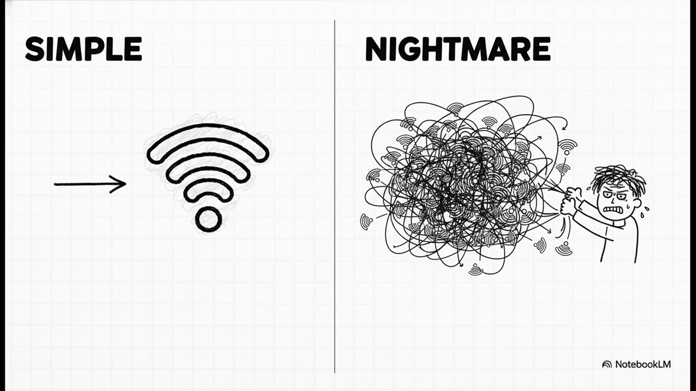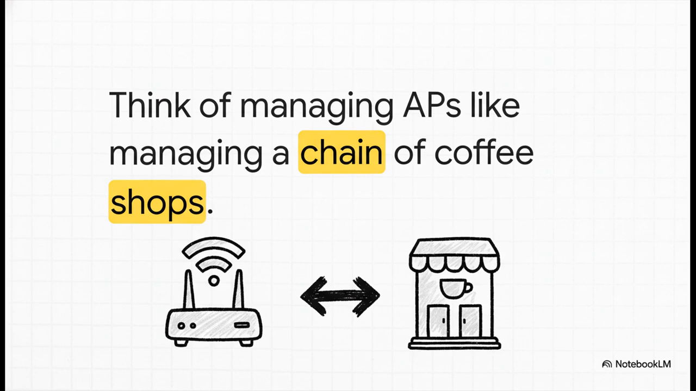And yeah, this is the fundamental problem for any big organization. You can't just log into each AP one by one to update the software or change a Wi-Fi password. It's just not going to happen. It would literally be a full-time job for a whole team of people. And this exact problem is what led to the development of these different ways to manage networks, what we call network architectures. And to make this super easy to understand, we're going to use a simple analogy. Think of managing your APs like you're managing a chain of coffee shops. Trust me, this makes the different ways of doing it crystal clear.